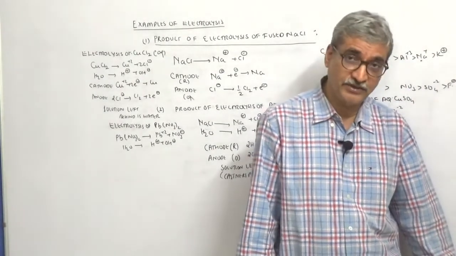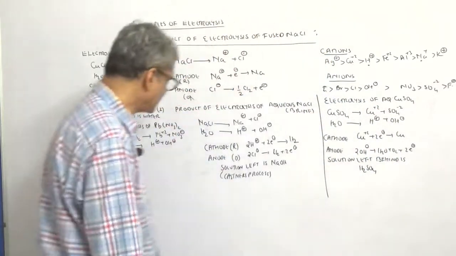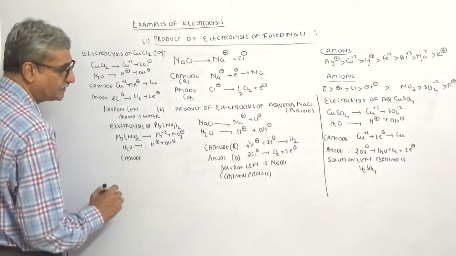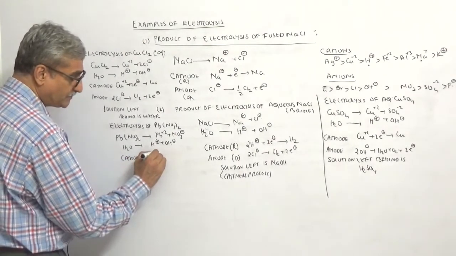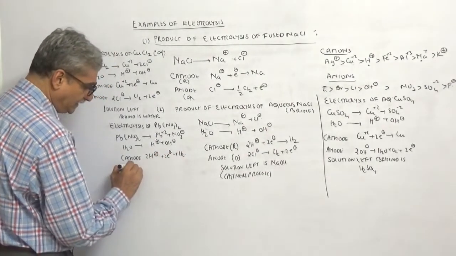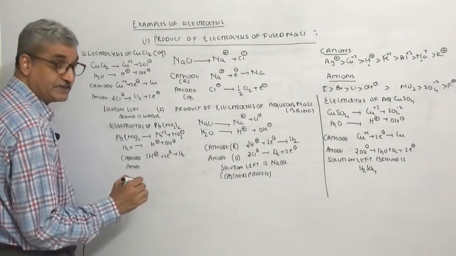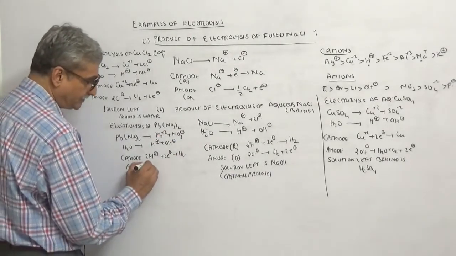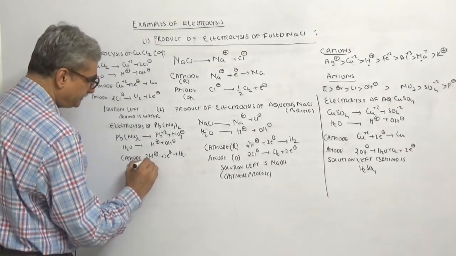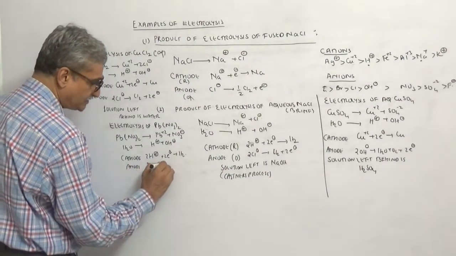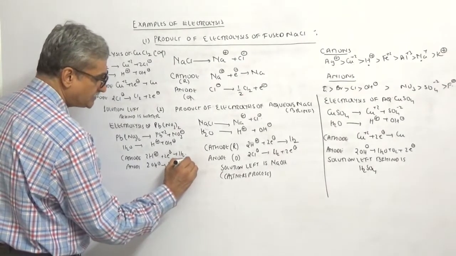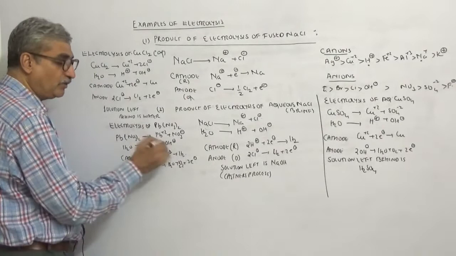So here what happens is lead will have less chance of decomposing as compared to hydrogen. So in this case at the cathode what is going to happen? 2H plus, interesting case, 2H plus plus 2 electron forms H2. At the anode, you have OH minus and nitrate. Is this clear? So what is going to happen? OH minus has a greater chance than nitrate. So 2OH minus forms H2O plus half O2 plus 2 electron. So in lead nitrate, it's water which is going to get electrolyzed.